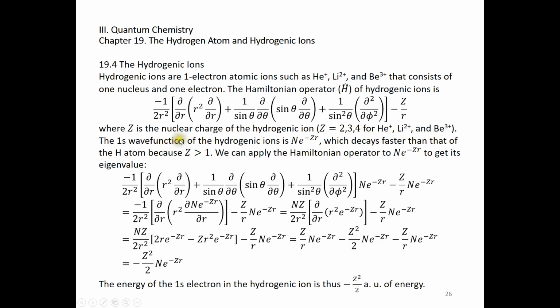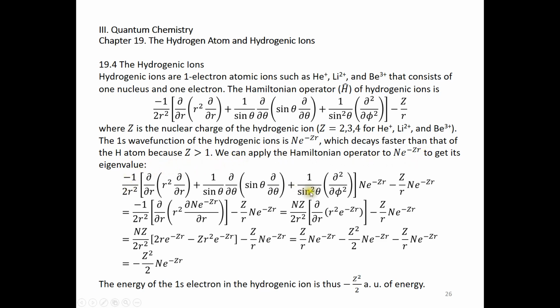The 1s wave function of the hydrogenic ions is the normalization factor N times an exponential function e to the power of negative Zr. Z is the number of charges in the nucleus. E to the power of negative Zr decays faster than that of the hydrogen atom. We can apply the Hamiltonian operator to the wave function for those hydrogenic ions to get the eigenvalues.